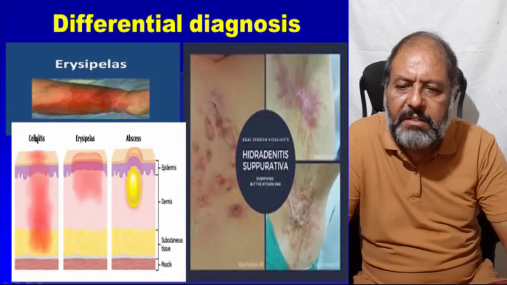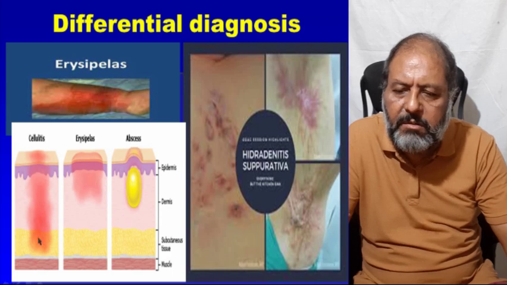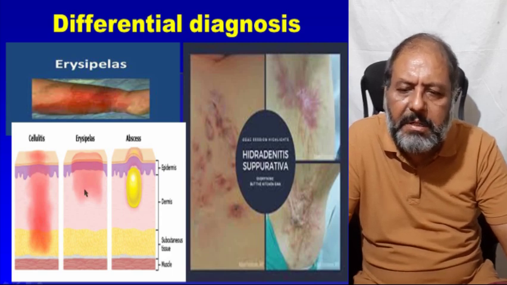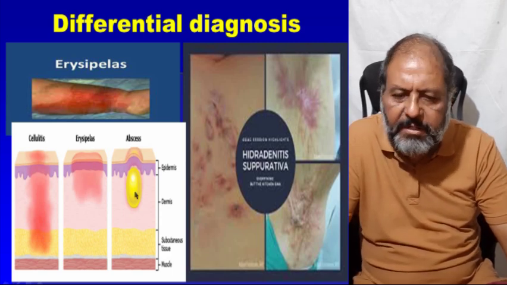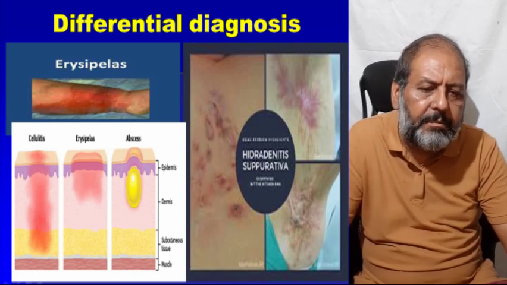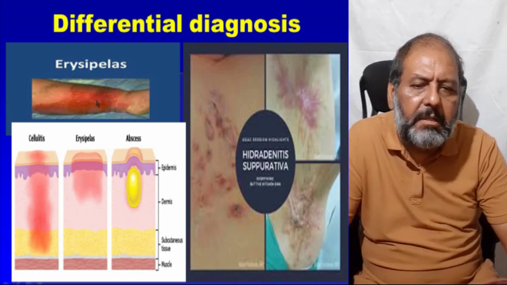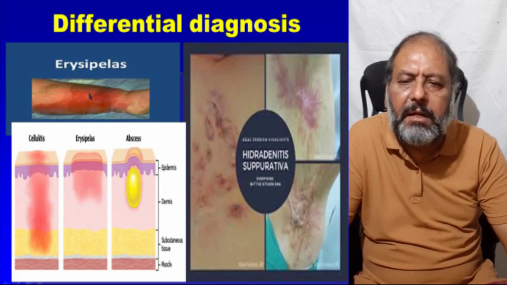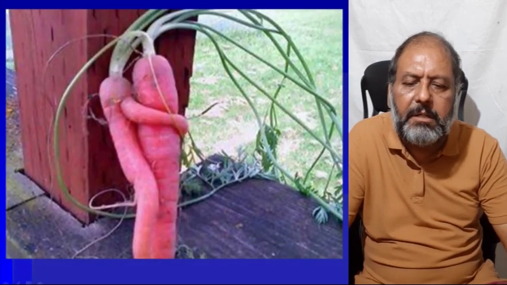So here one can see again the cellulitis, deep, and erysipelas just going up to the dermis, and the abscess, and this hidradenitis suppurativa, and this is erysipelas. One can see the red color of that.